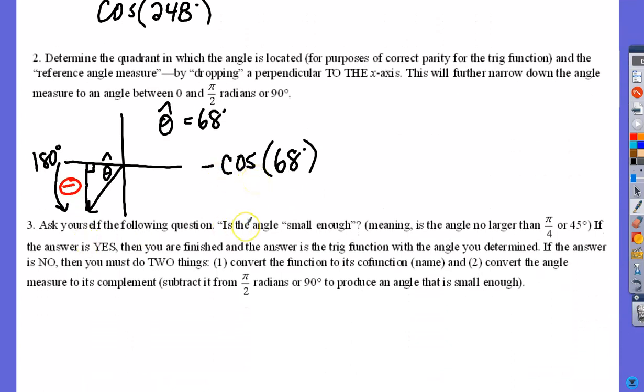Okay. Last question is, is this angle small enough? So is this less than 45 or less than pi over 4? No.